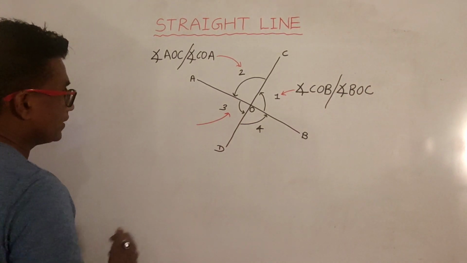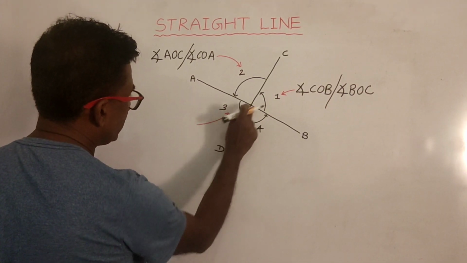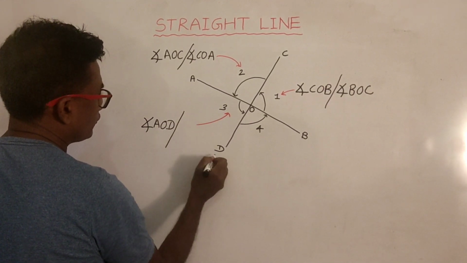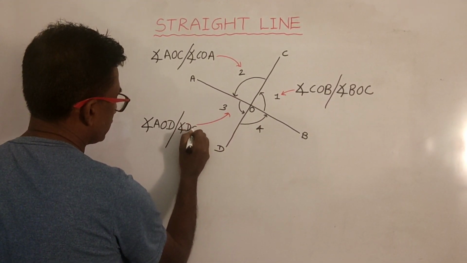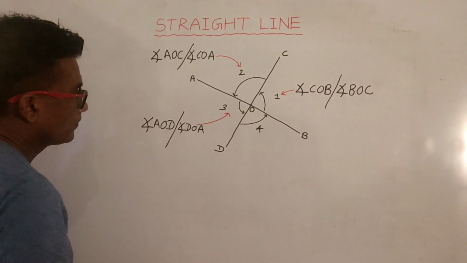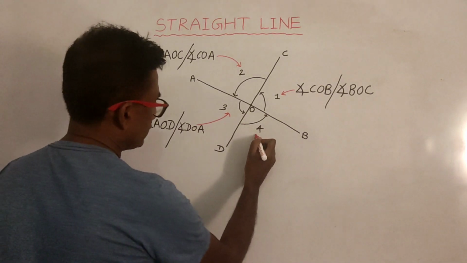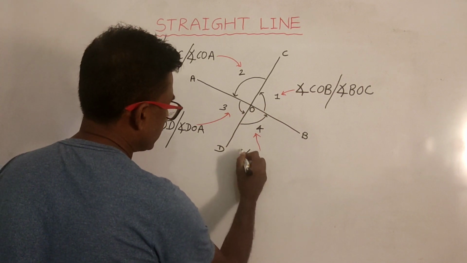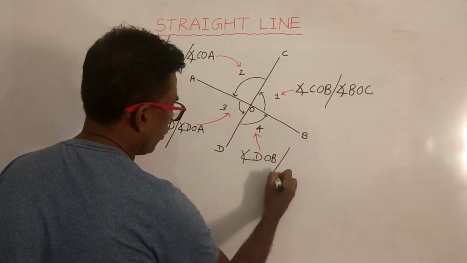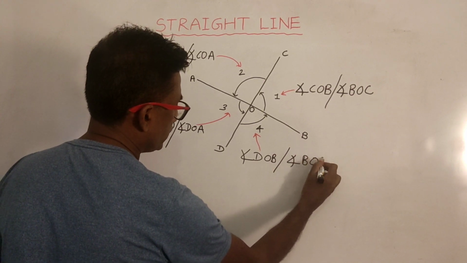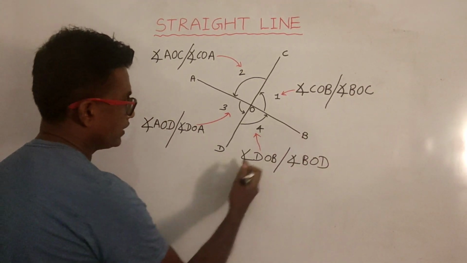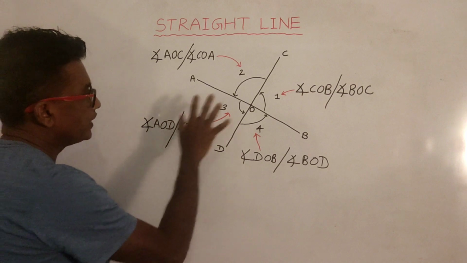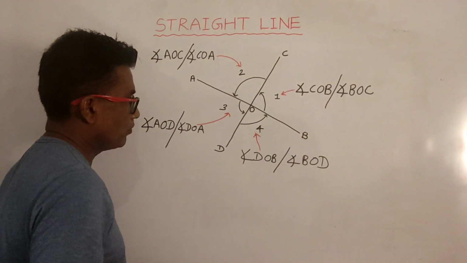Now angle number 3. It is angle AOD or DOA. You can call it angle AOD, and also angle DOA, right? And this is angle DOB or BOD. It doesn't matter if you call it DOB or BOD. So this is how we depict an angle when we do plane geometry.